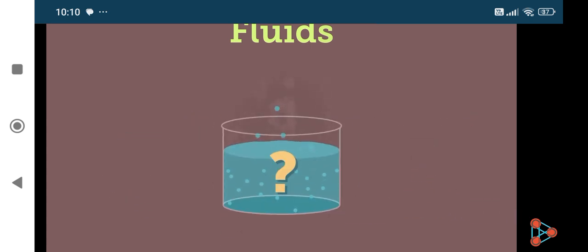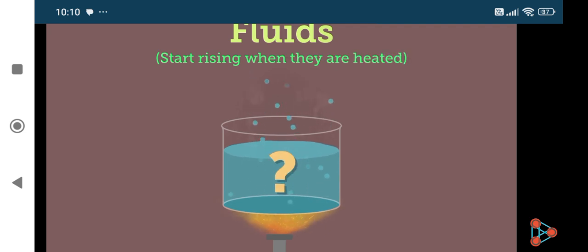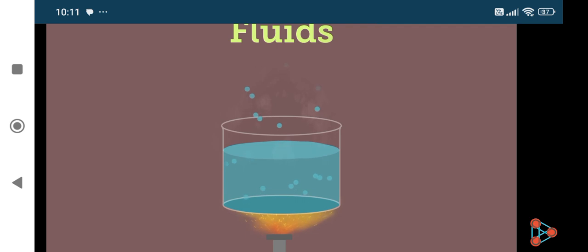Do you know what happens to the fluids when they are heated? They start rising. Yes, that's true. Fluids start rising when they are heated. But why does a fluid rise up when it's heated? When a fluid is heated, its molecules start moving away from each other.